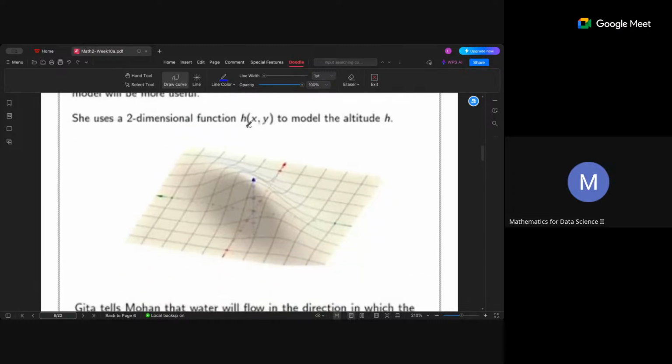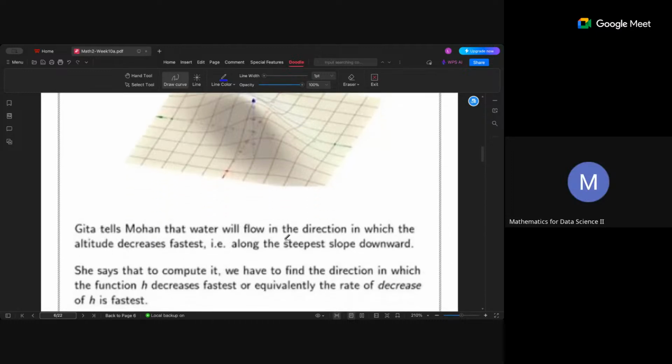Now when we are having h of x comma y, which will give you the rate of change? H dash of x comma y? No, for functions of several variables, in place of derivatives for rate of change, what is the term? Even in today's lecture, I told you. Directional derivative, right? So now you see that Geeta tells Mohan that water flows in the direction in which the altitude decreases the fastest. That is along the steepest slope downward. So now our task is to find how to find the steepest slope downward, right?